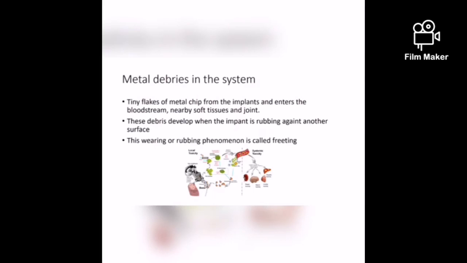And the most feared defect of a surgical implant is metal debris, where tiny flakes of metal chip off the implants and enter the bloodstream and nearby soft tissues and joints. This debris happens when force and pressure is exerted on the implant, where the implants rub against each other at the surface. This phenomenon is called fretting, and this metal debris can end up causing damage to your kidney, your brain, your heart, and even your liver.